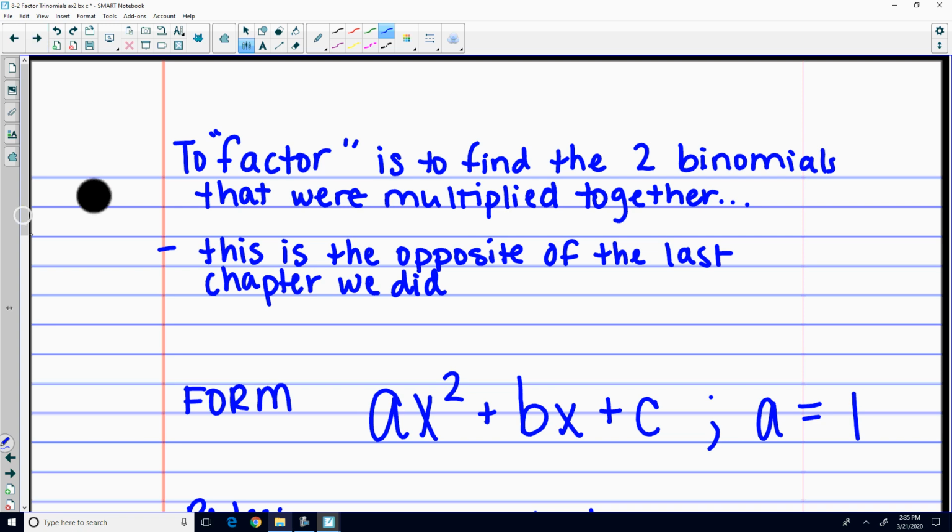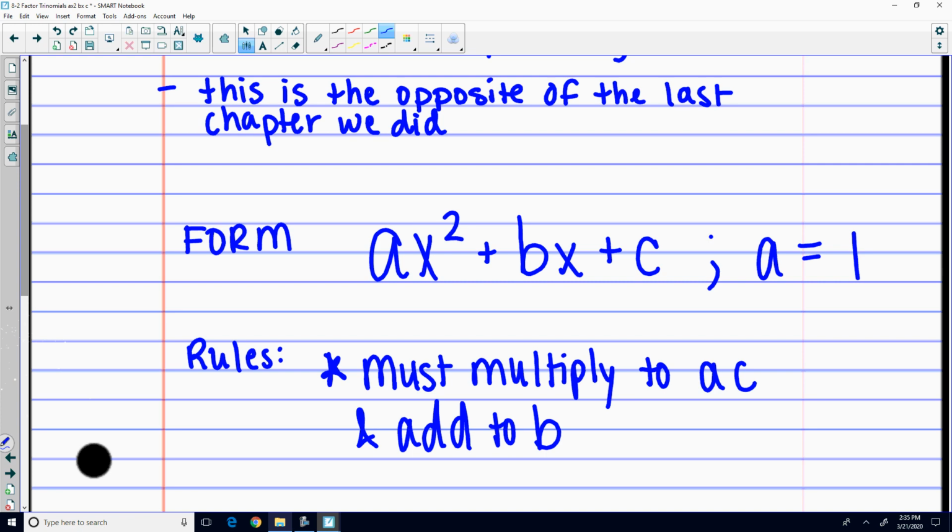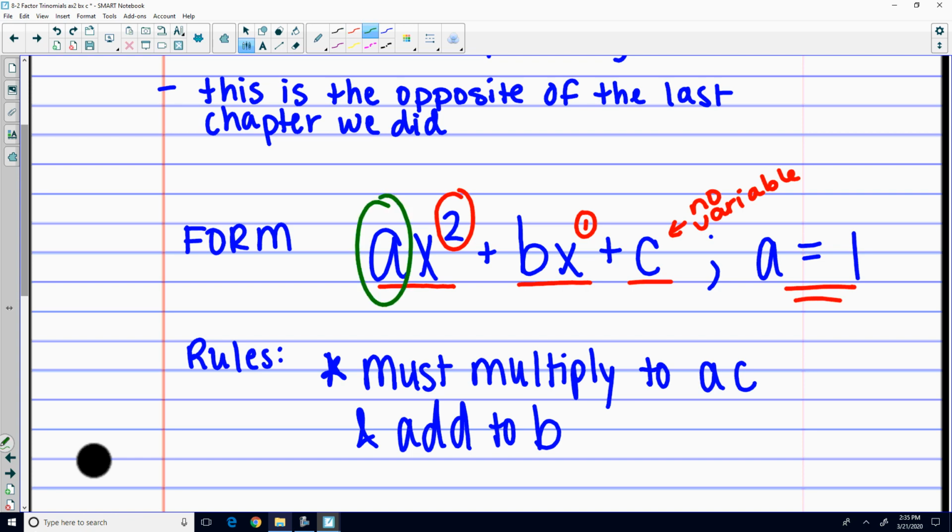Our form is always going to be ax squared plus bx plus c. So you're always going to have the squared term and then a term that is to the number 1. So I'll stick a 1 in there. It's not to the 0. And then a term with no variable, just an integer. And today, the number in this a spot here is always going to be 1, just for today.